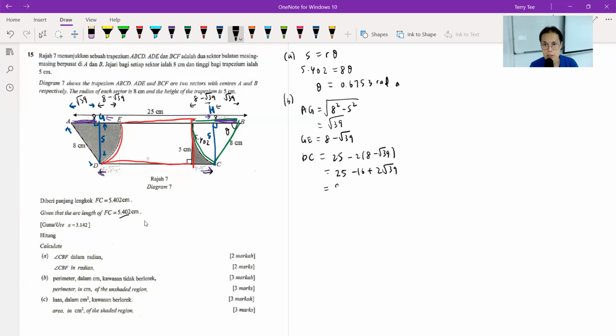This will be just 9 plus 2 is 39. That's DC. Okay. But we want to find the perimeter unshaded, right? We know DC already, but we need to, again, subtract this part off, should I use another color? I need to subtract this part off. Okay. So these are the same as my GE.